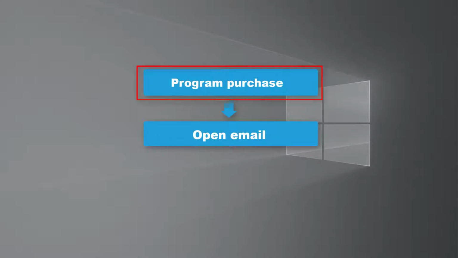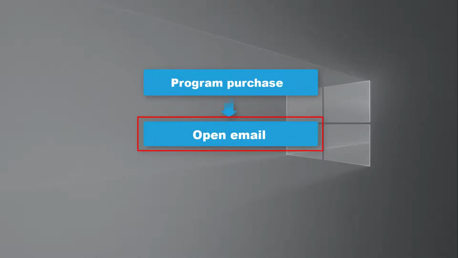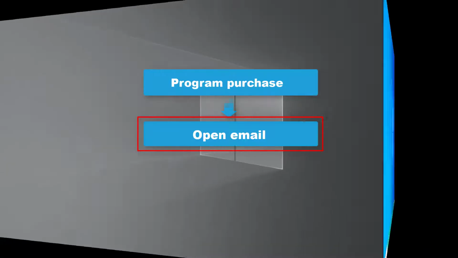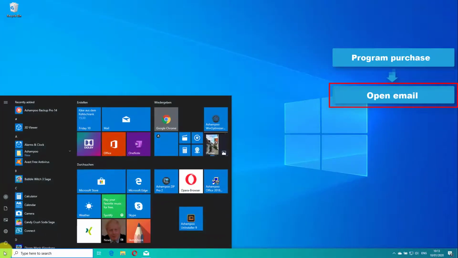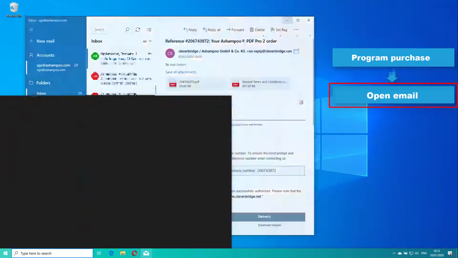Immediately after completion of your purchase, you'll receive an email from our payment provider Cleverbridge. Its subject line includes the reference number and program name relating to your purchase. Please open the email now.